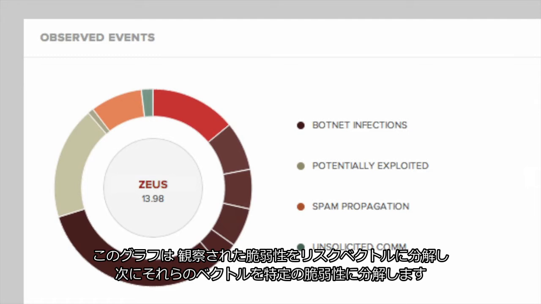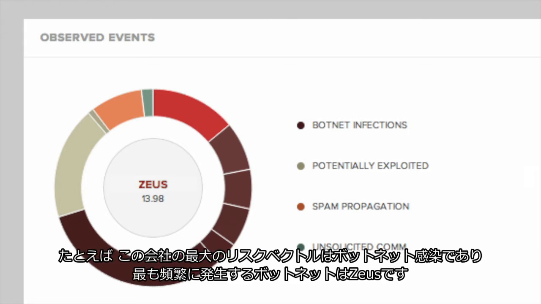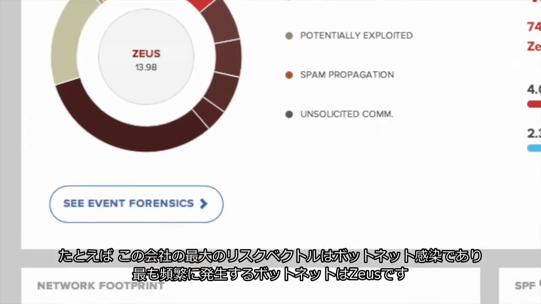This graph breaks your observed vulnerabilities into risk vectors, then breaks those vectors down into specific vulnerabilities. For example, this company's largest risk vector is botnet infections, and the most frequent occurring botnet is Zeus.